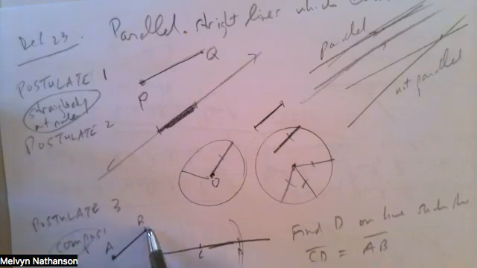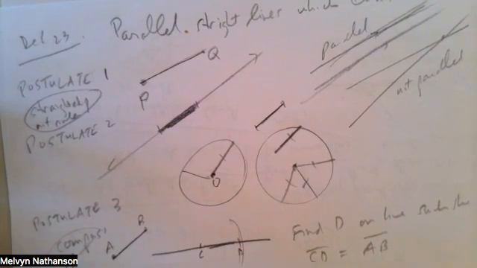Because once you have your compass and you use it, as soon as you lift it up, it collapses. It has no memory. So the kind of compass we use is sometimes called a collapsible compass. It has no memory.